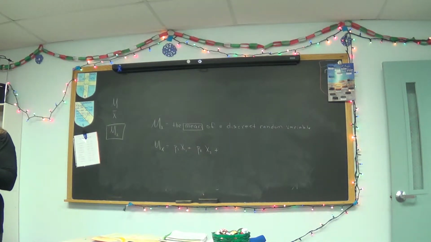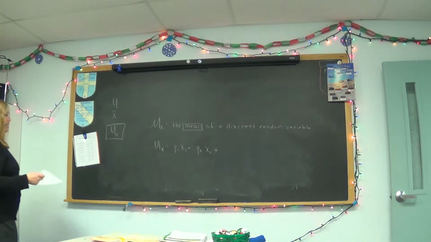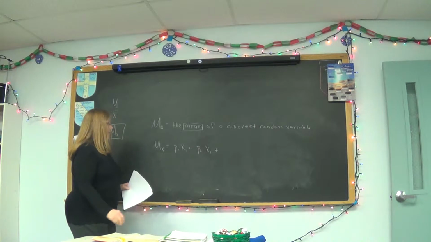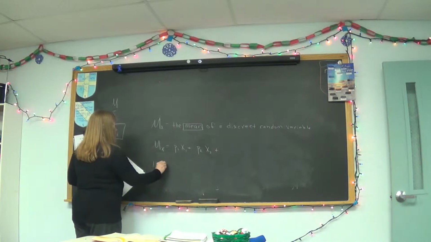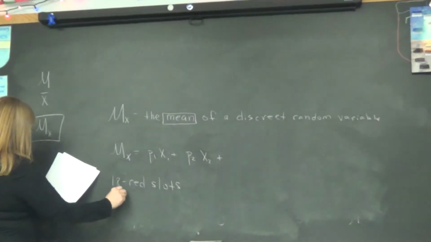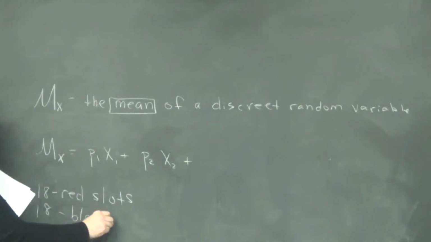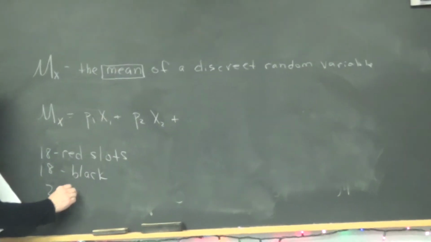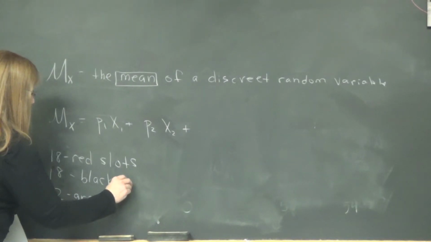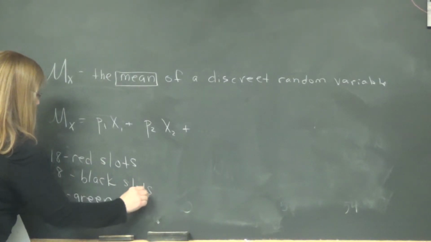Alright, so let's look at one. It's not going to make a lot of sense until we see an example. So we're going to go to the roulette wheel. Would you take a note for me? On the roulette wheel, there are 18 red slots, 18 black, and 2 green. Has anyone seen a roulette wheel? The one in your book is colored if you want to see how they work. I couldn't copy it with color. So we have 18 red slots, 18 black slots, and 2 green slots.